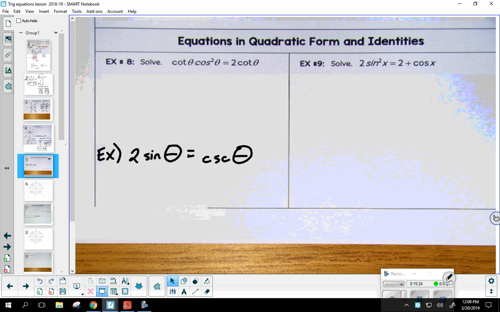Now, you remember yesterday we were looking at trigonometric quadratic equations? Remember how we factor? What was the method we used to factor those?